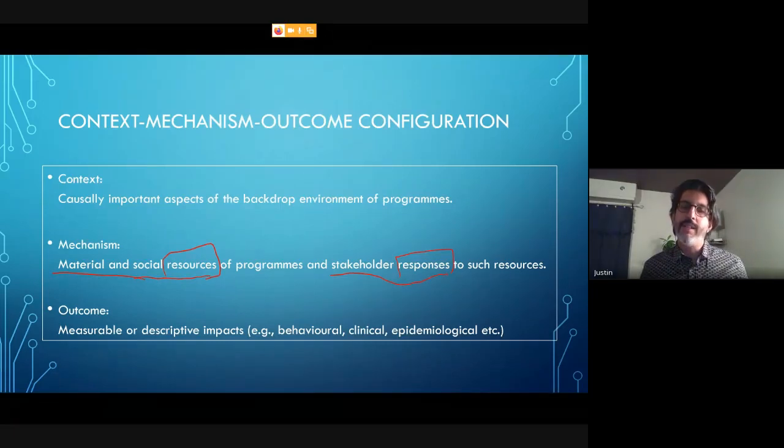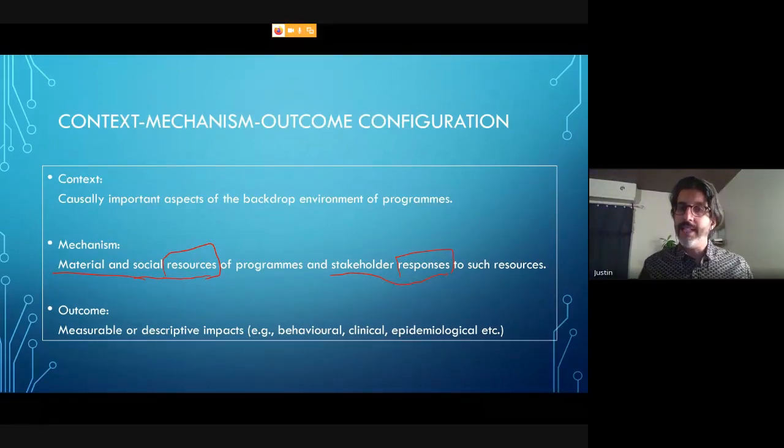And finally, outcome we may describe as measurable or descriptive impacts. So here could be behavioral measures, qualitative or quantitative, measurable or descriptive at the behavioral level. So how people are changed, have they changed their behavior? Have people been asked to do something differently and have they actually changed their behavior? Clinical, so it could be, say, body mass index or some blood test at the biophysiological level. It could be at the level of epidemiology, so the outcomes could be tracking rates of infection, for example. But all of that is measurable and describable.